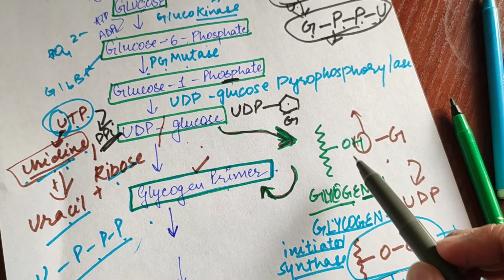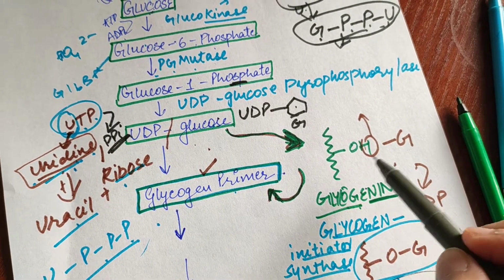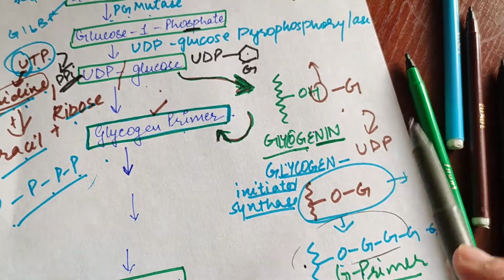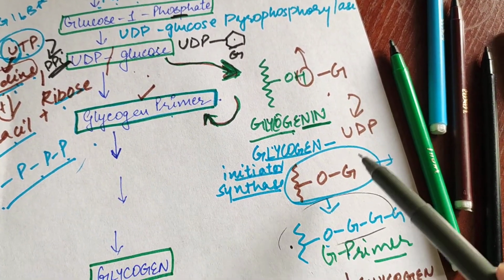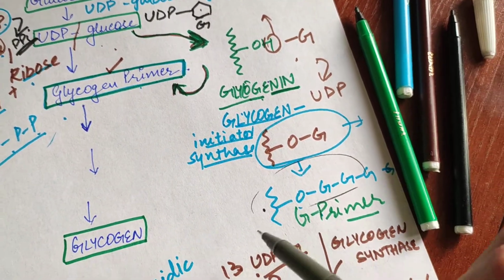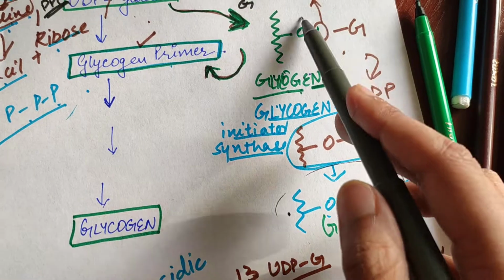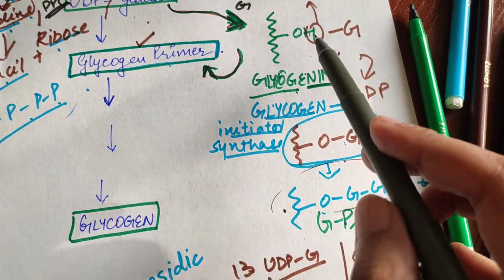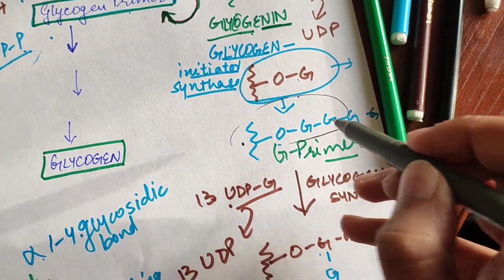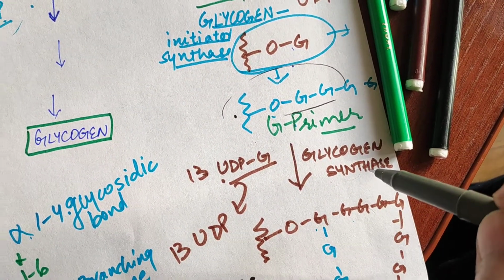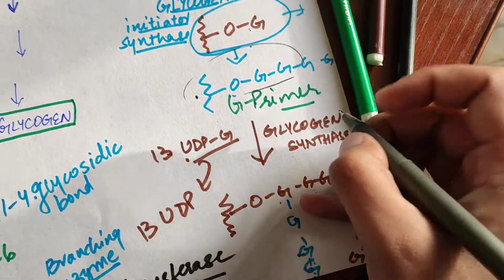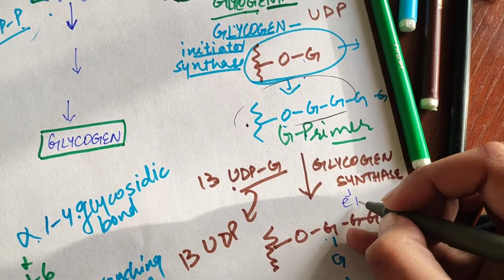Here it combines with this glycogenin protein and forms glycogenin with G, and the UDP is lost. Then this glycogen initiator synthase will work on this, and the glycogen primer is formed. Then this glycogen primer is acted upon by glycogen synthase. This was initiator synthase, this is synthase, and then this chain is elongated, so it is also known as the elongation enzyme.